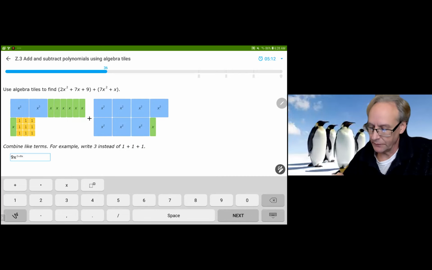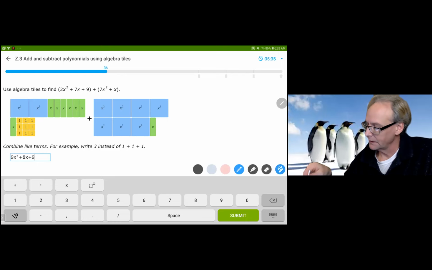Plus, oh, dang it. Did it again. There we go. Plus 7, 6, 7, 8. Yep, plus 8x. And then we have plus 9. I get a little irritated with that. That's 9x squareds plus 8x plus the 9 original.